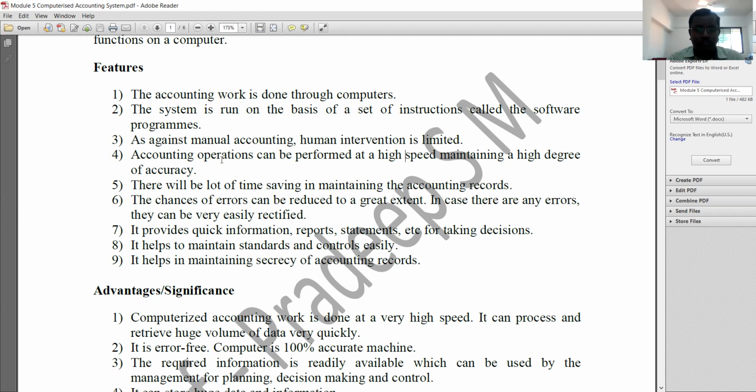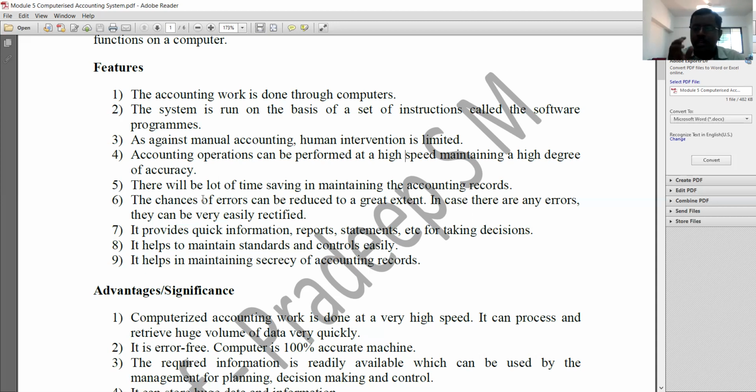Then the fourth feature is that the way in which we perform these accounting functions on a computer, it will always be at high speed, and we can find a high degree of accuracy. That is the fourth feature. Accounting operations can be performed at high speed, maintaining a high degree of accuracy, meaning it is faster and more accurate than the manual accounting system. Then the next one is that it helps to save time. So there will be a lot of time saving in maintaining the accounting records. That is another important feature.